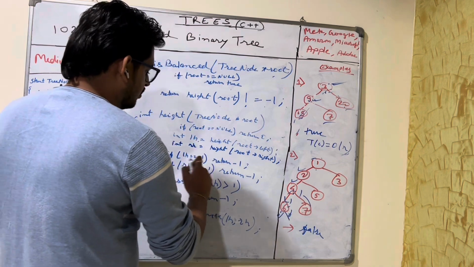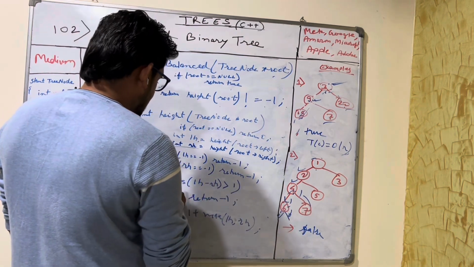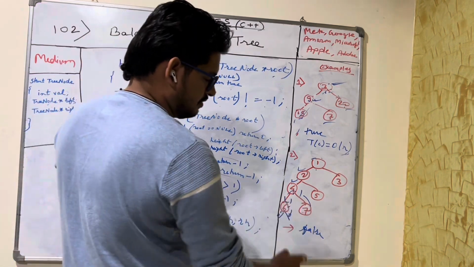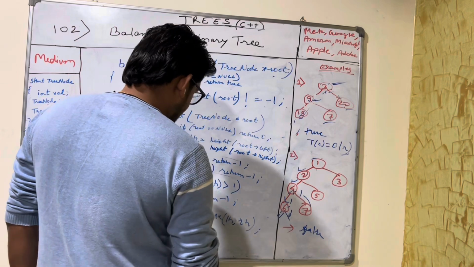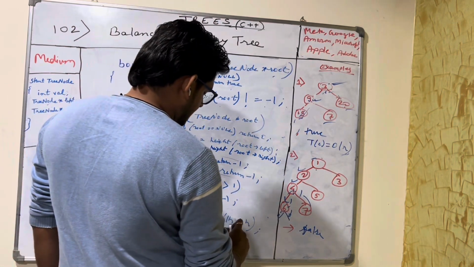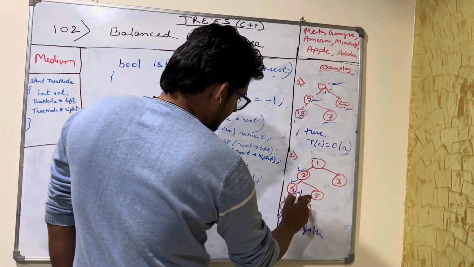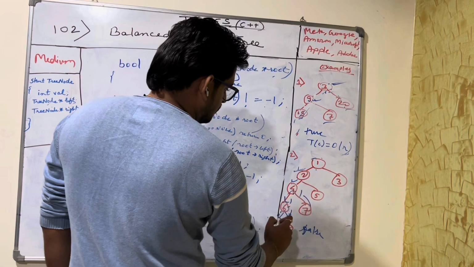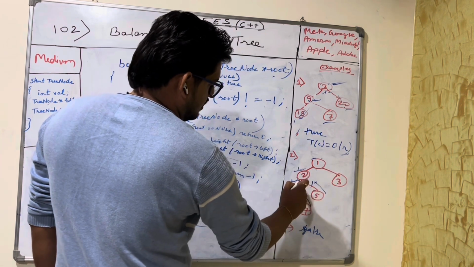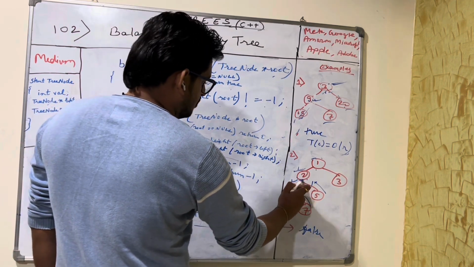Since both are not equal to minus 1, we will not fall into this condition. We will also not fall into this condition because the difference between them is 0, not greater than 1. So we get 1 plus max of LH, RH, both are 1, so it would be 2. So we get the left height of 2 as 2, and the right height of 2 as 1.